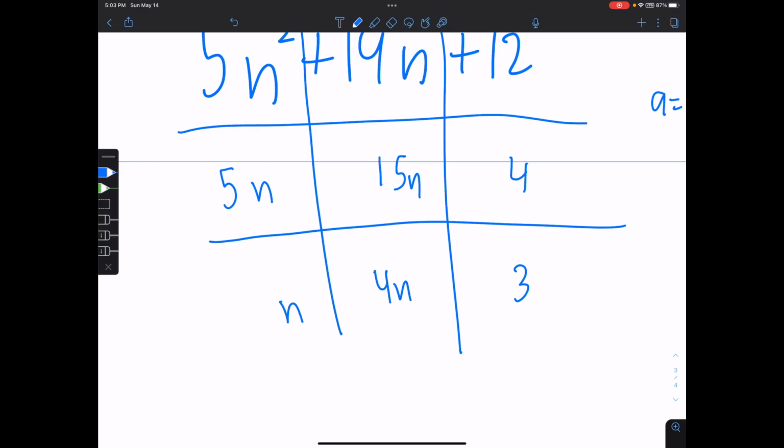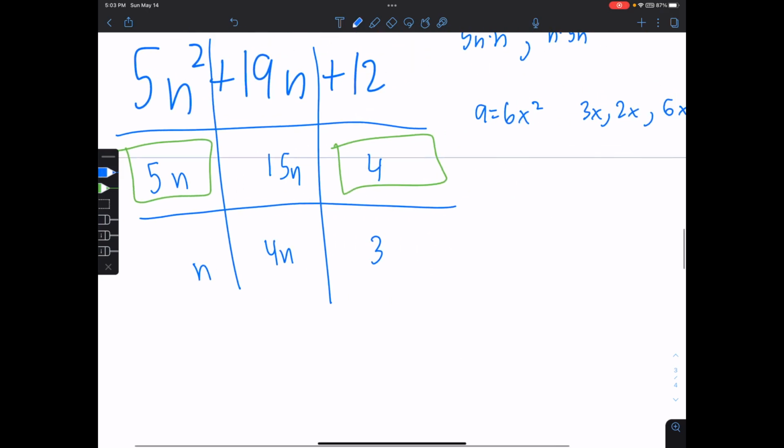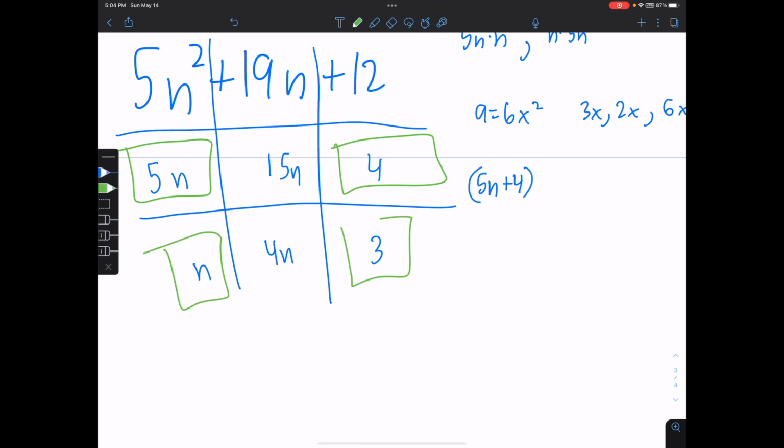And so how do we get our factors now? Right? You just look at the diagonals here and here, right? This becomes the first part of our answer. So 5n plus 4, okay? And then here and here, the second part of our answer is n plus 3, right?